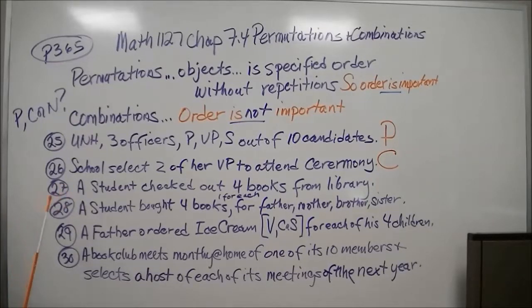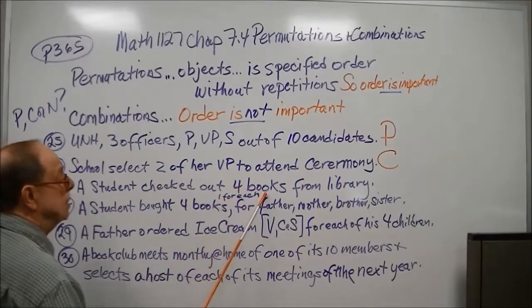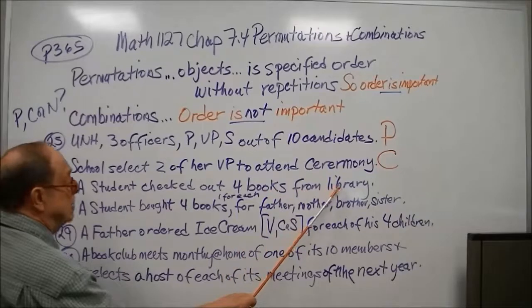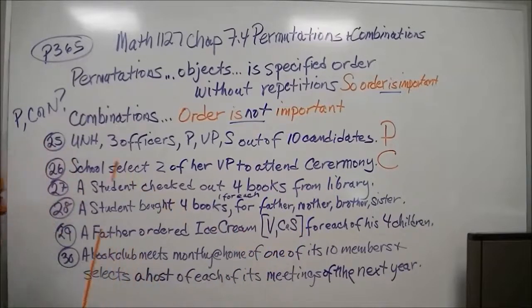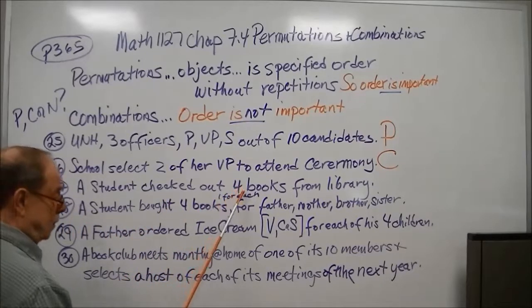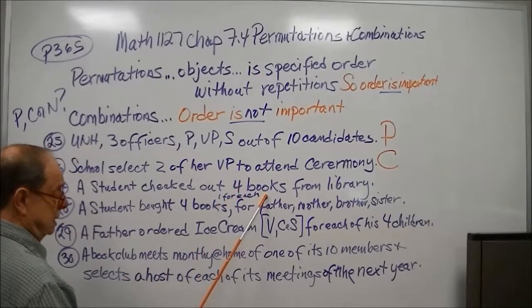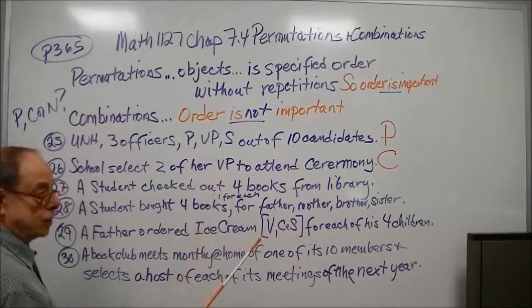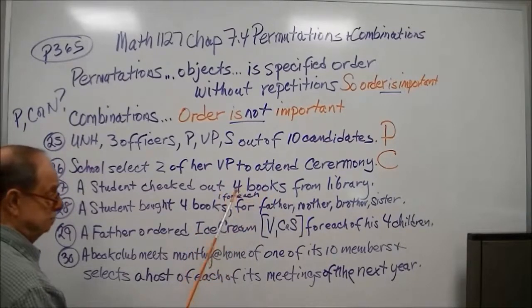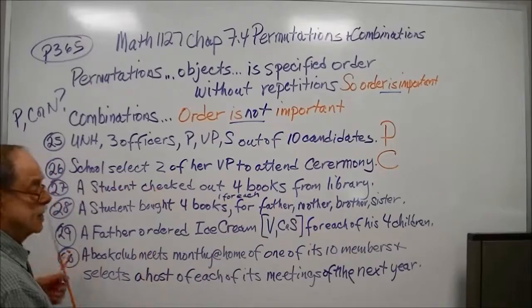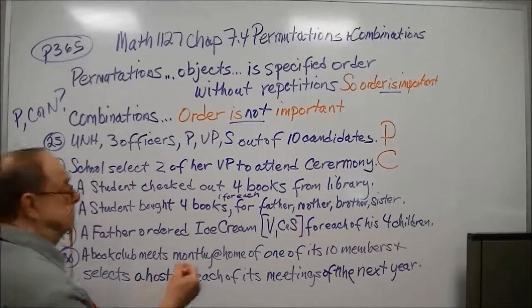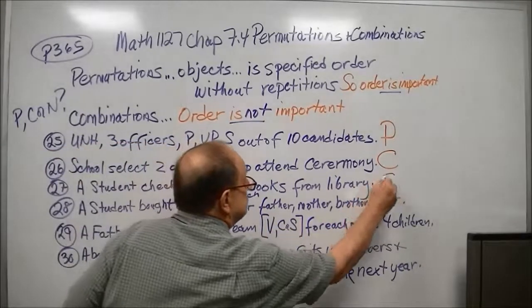For 27, a student checks out 4 books from the library. And the library has a certain number of books, and they're checking out 4 of them. Is order important here? And the answer is no. So this is a combination.